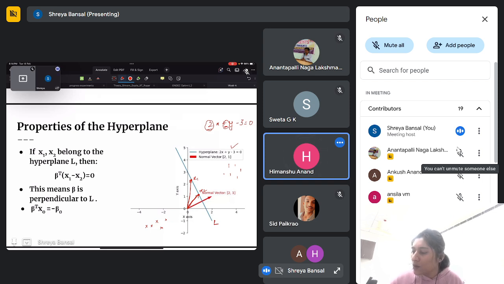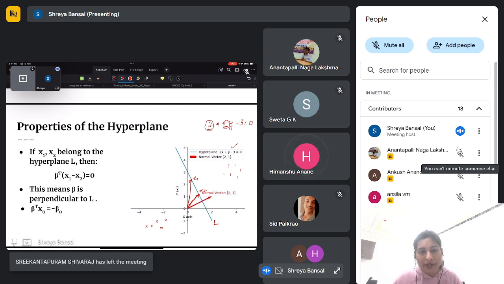The hyperplane is just this line. Hyperplane means any decision boundary. I am defining some points which should lie on the hyperplane, so they should satisfy some properties. So what properties, and how can they be defined?